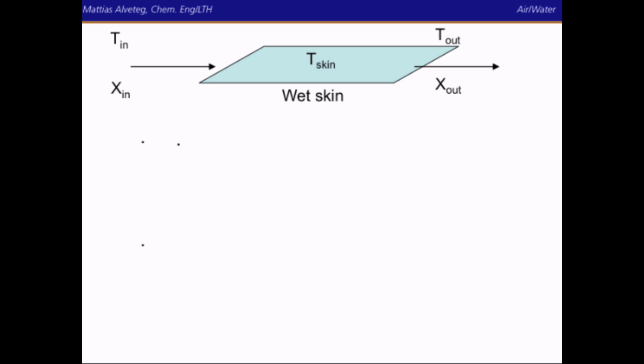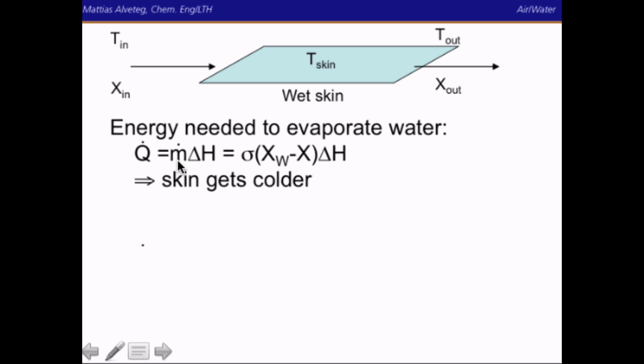Now, to evaporate that water, energy is needed, and you can calculate that energy simply through the mass transfer times the evaporation enthalpy. And you know from before that the mass transfer can be calculated using a mass transfer coefficient times a difference, and let's express that difference as the difference in water content. Now, the water content close to your skin, close to this water surface, should relate to the vapor pressure. So the water content that you have at 100% relative humidity minus the water content in the air. So the skin gets colder.